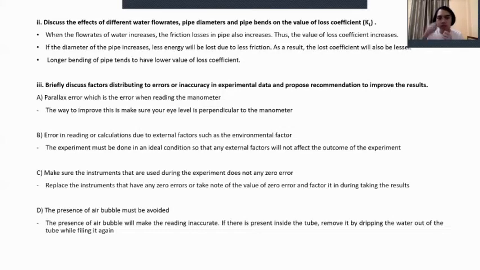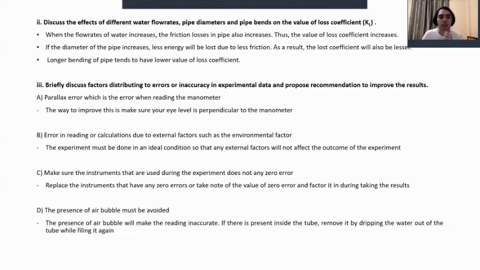And then next is error in reading or calculation due to external factors such as environmental factors. Environmental factors have so many variables. So in order to avoid that, the experiment must be done in an ideal condition so that any external factors will not affect the outcome of the experiment.